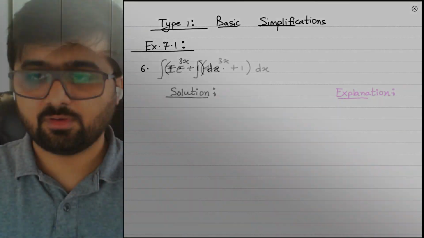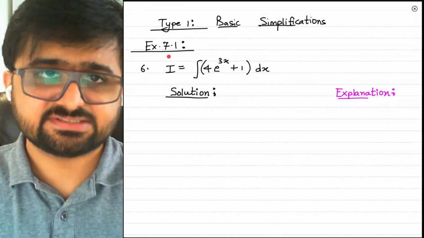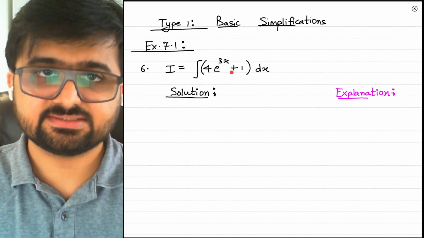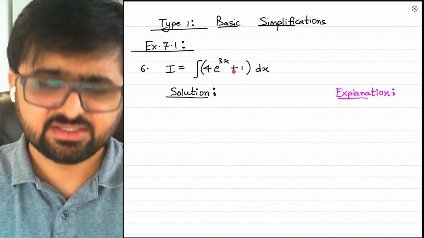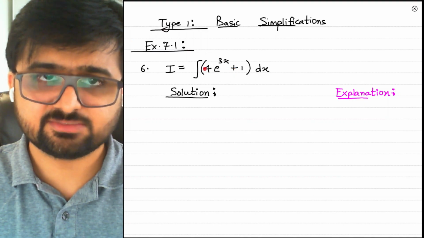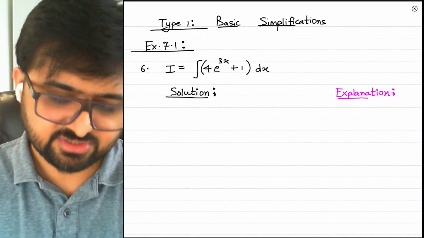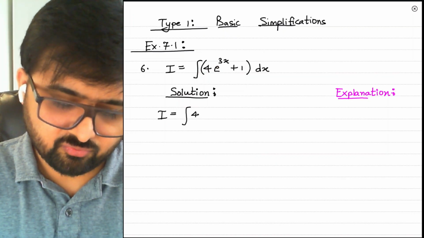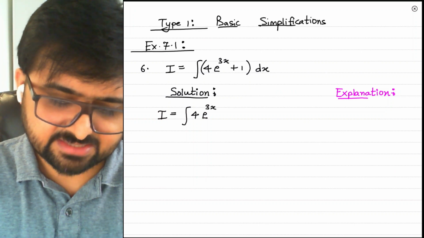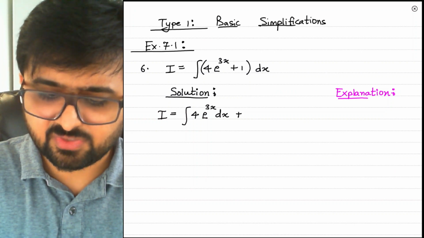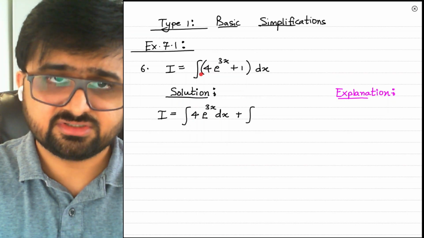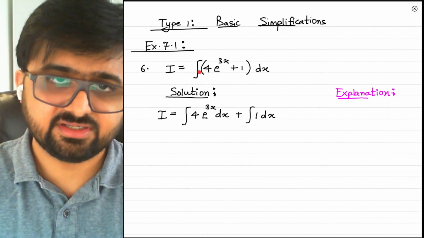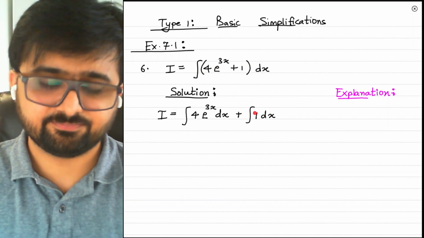Let's get started. All right, let's look at question number 6 from your exercise 7.1, which is integral of 4e to the power 3x plus 1 with respect to x. Now, since there is addition in between, we can just split the integration between the two terms. So we get I equals integral of 4e to the power 3x dx plus integral of, now you give that integral to 1. So integral of 1 dx. So you split the integral between the first term and the second term.